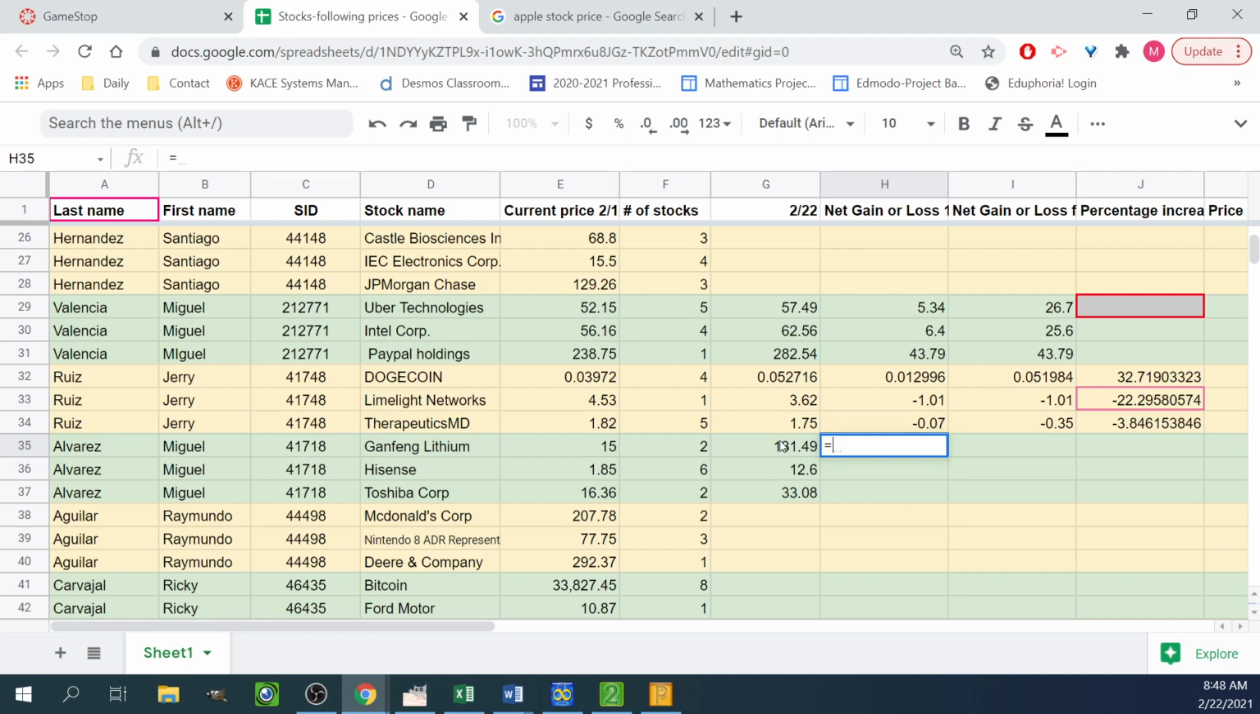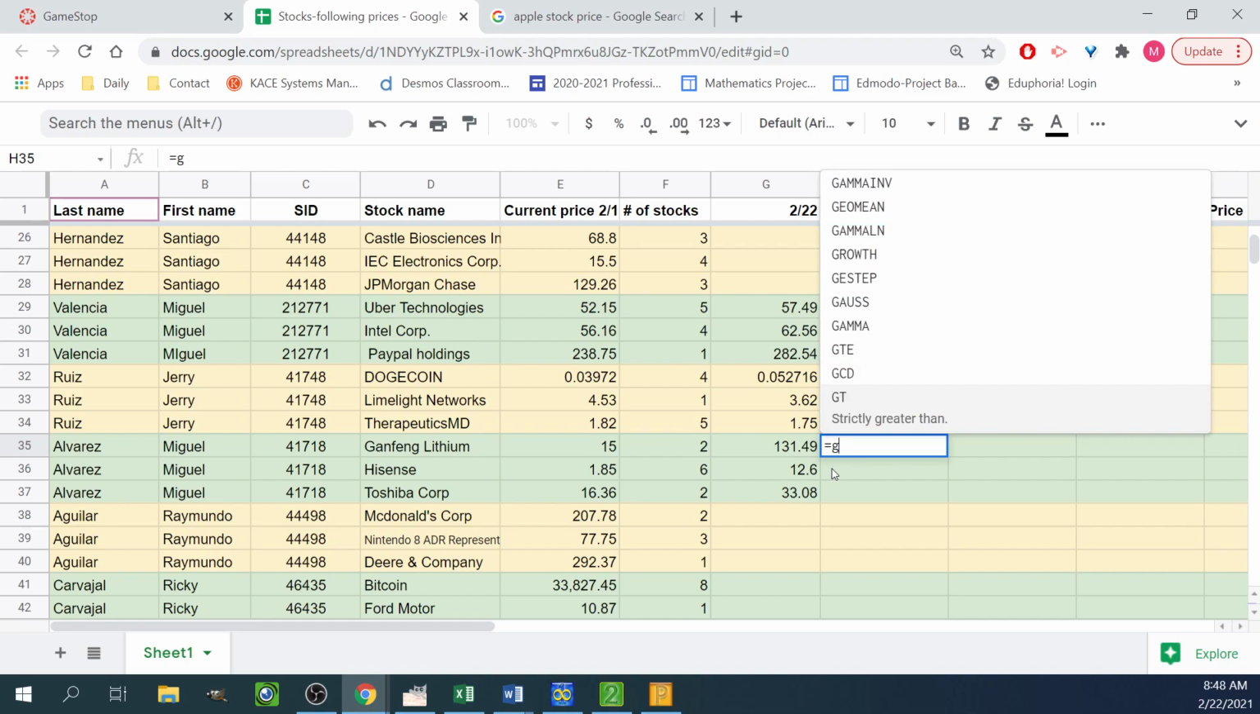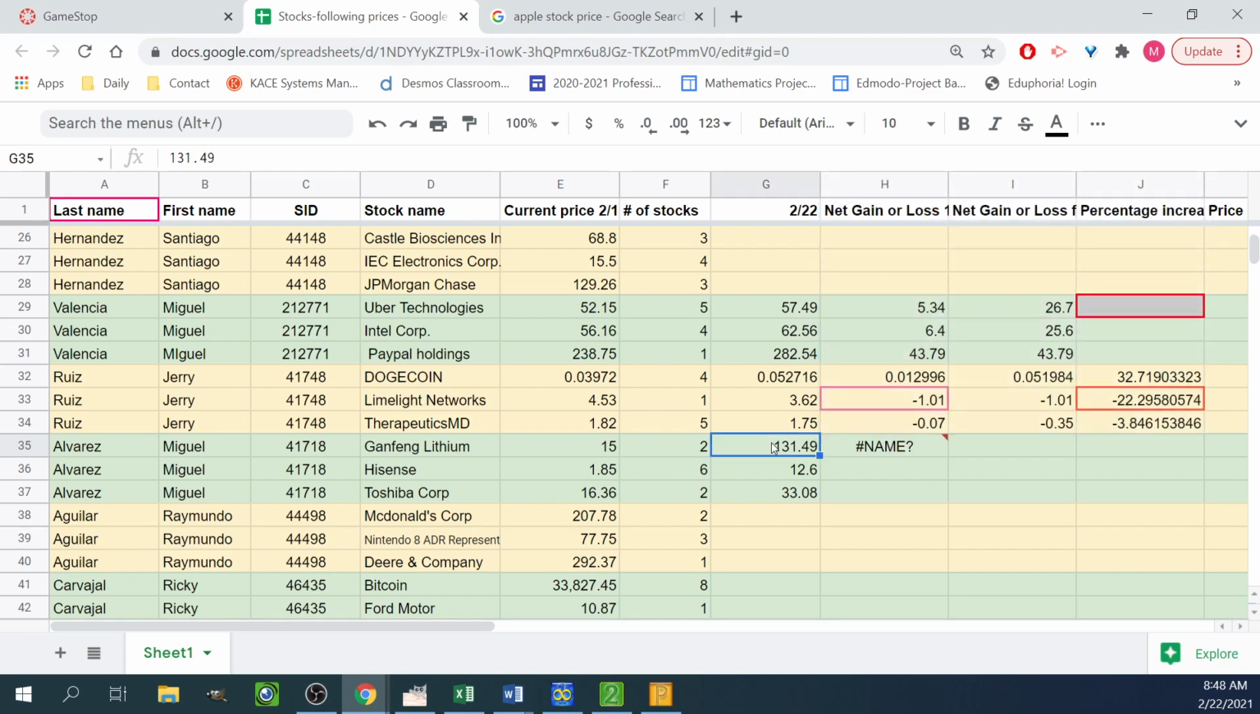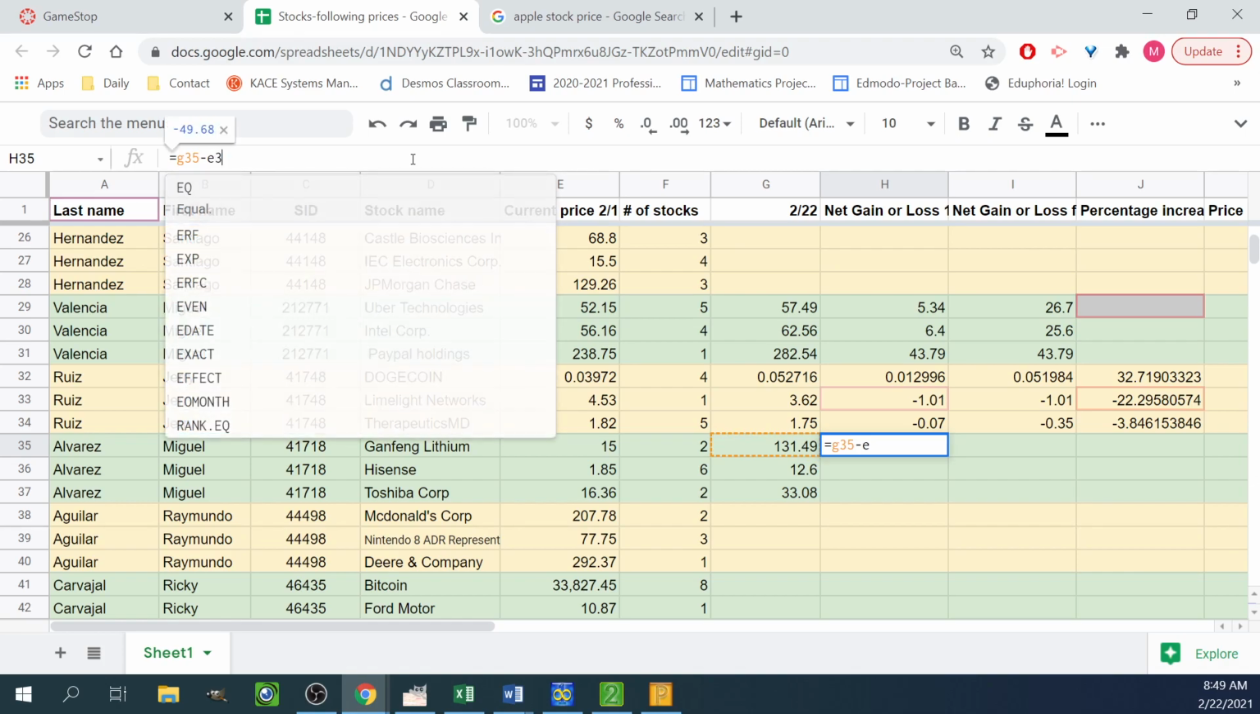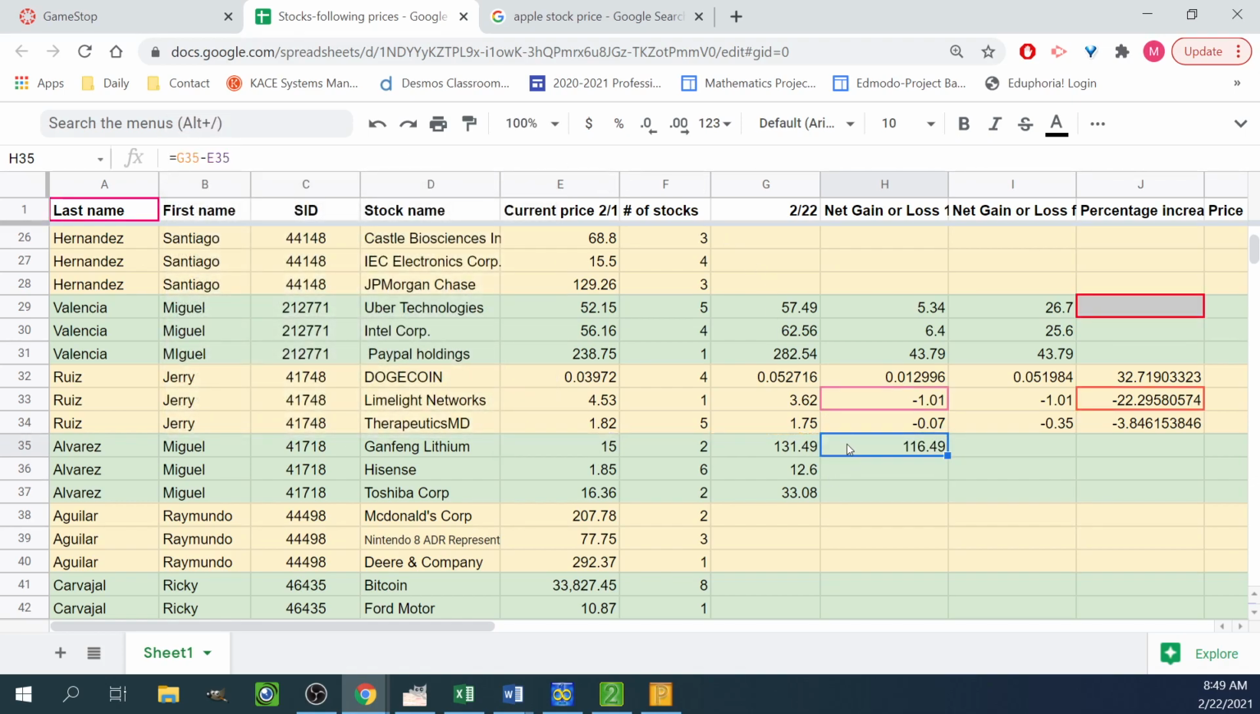Okay, and then you're going to tell it, this was the price then and this is the price now? That doesn't seem reasonable. Okay, so it's going to be G, and we want this one right here. So it's going to be G35. And then you're going to take away E35. And that's going to give you the price difference. So that's how much you got for one share. You follow? Now you're going to do the same thing for these ones, and then let me know when you're ready for this row, okay?